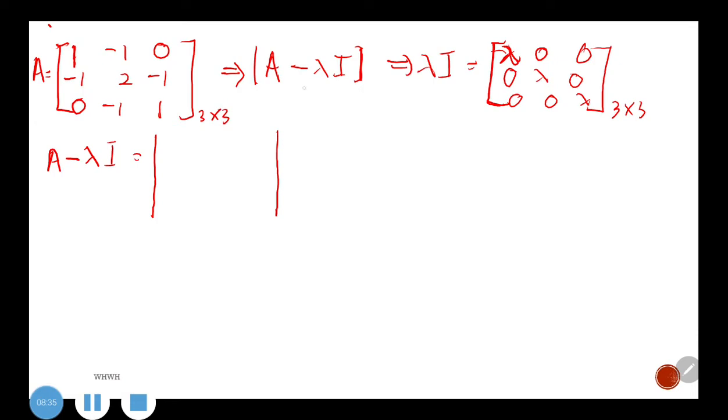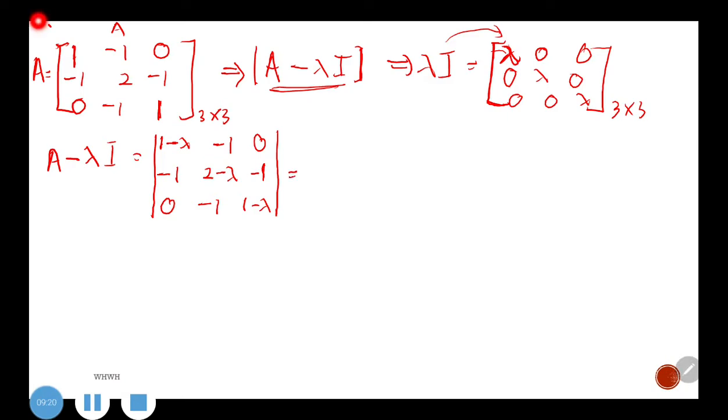See? 1 minus lambda. A minus lambda I. This is matrix A. This is lambda I. So subtract this matrix. So 1 minus lambda, negative 1 minus 0, so it remains as negative 1. 0 minus 0 is 0. Then negative 1, second row minus 0. And then 2 minus lambda for the second row, second column. Then negative 1 minus 0 for the second row, third column. Then 0 minus 0, negative 1 minus 0, 1 minus lambda. Right?